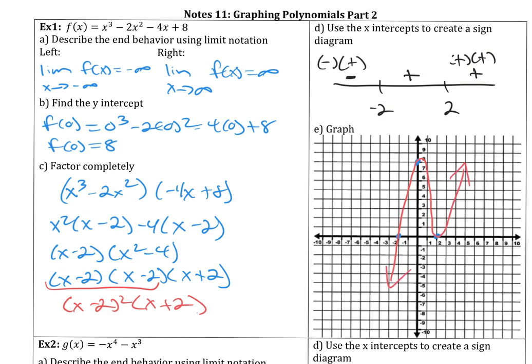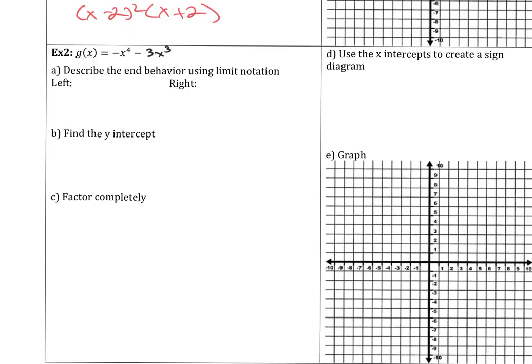Again, going down on the left, going up on the right, crossing through at x equaling negative 2, and bouncing off at x equaling positive 2, again, because of our multiplicity. And then also making sure that we go through an intercept of (0, 8). Okay, we're going to go ahead and repeat that process for our next function.